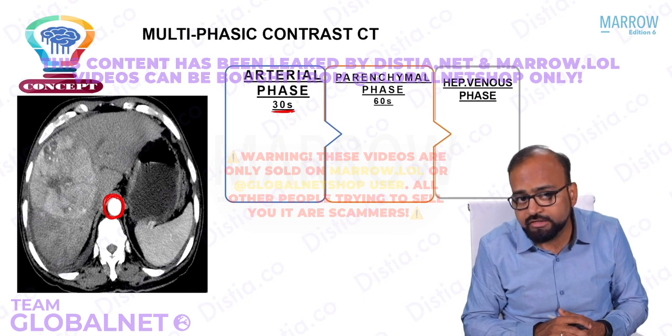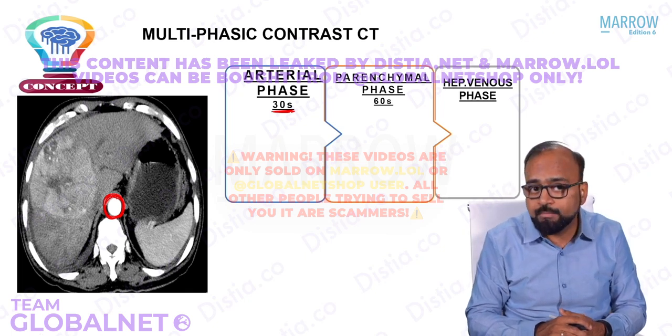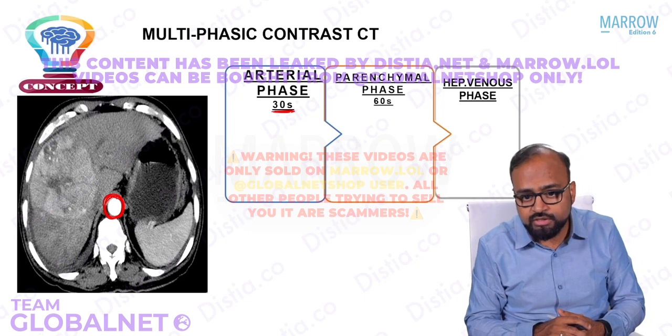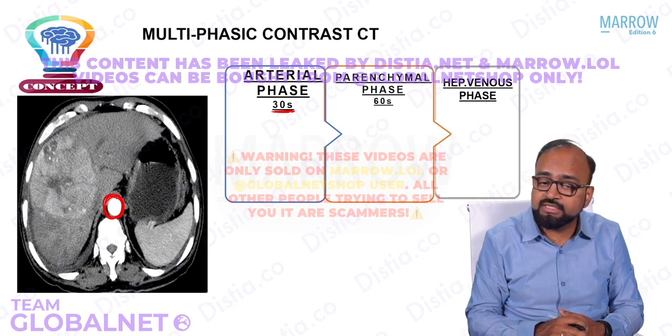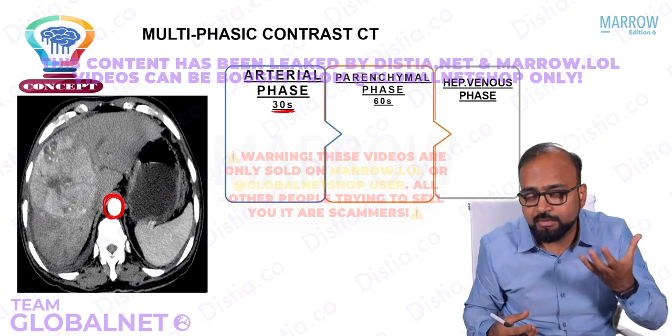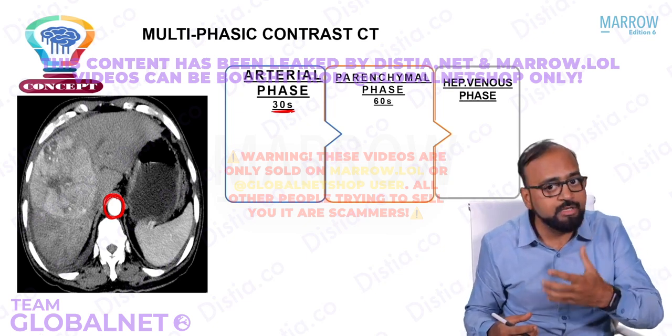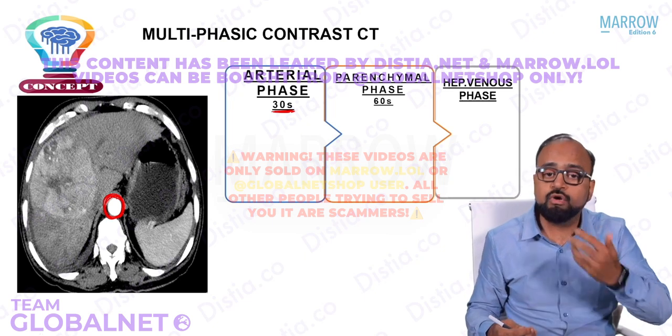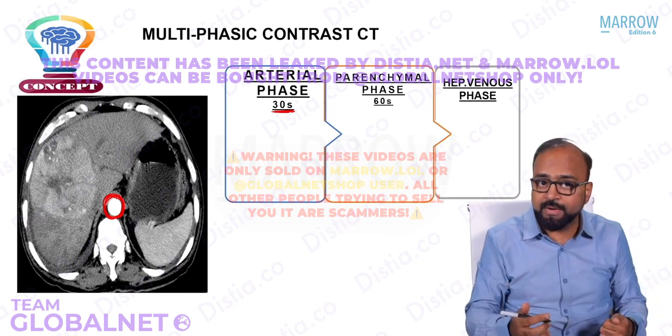Now the arterial phase image is going to help us diagnose a few conditions, and these conditions are basically supplied by the hepatic artery. Yes, is the normal liver parenchyma supplied by the hepatic artery? No, it is supplied mainly by the portal vein, we just saw. So what are those conditions which are supplied by the hepatic artery?